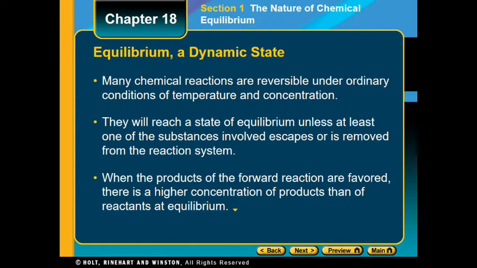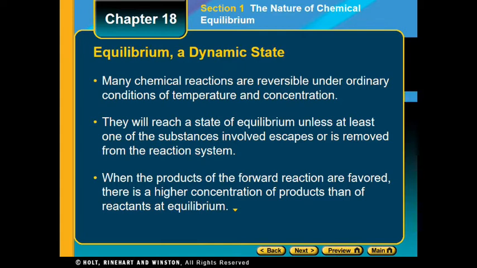Many of these reactions do occur under ordinary conditions of temperature and concentration of your reactants and therefore your products. Once they reach a state of equilibrium, they stay there until at least one of the substances involved escapes or is removed from the reaction system. So if you all of a sudden pull some of the reactant away that you initially started with while this reversible reaction is going on, that changes the state of your system.